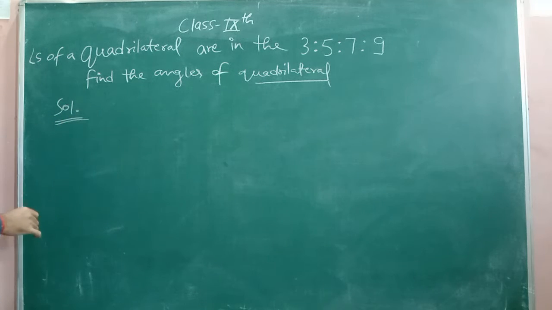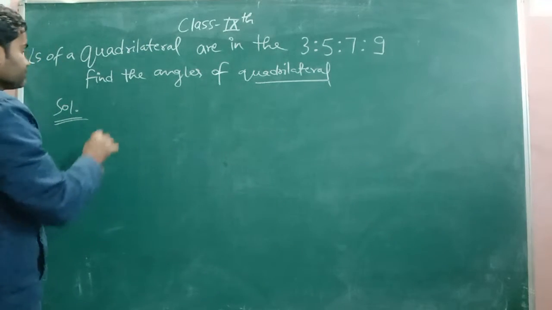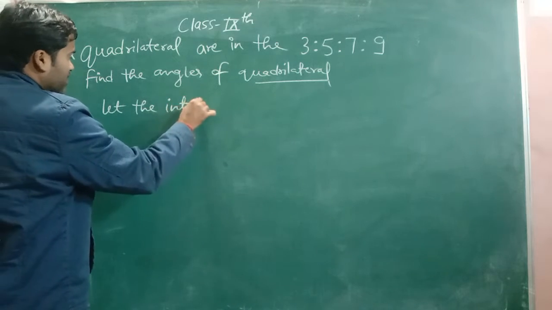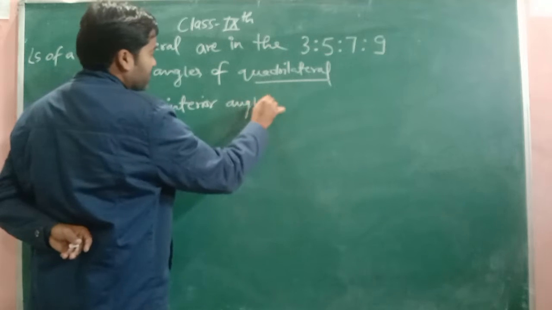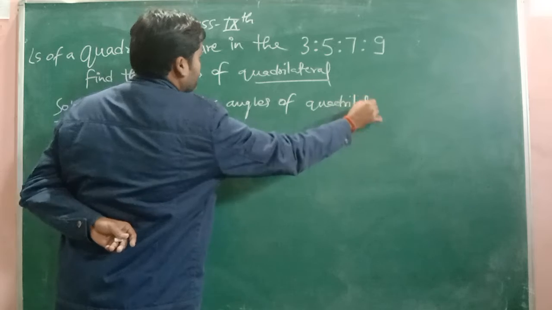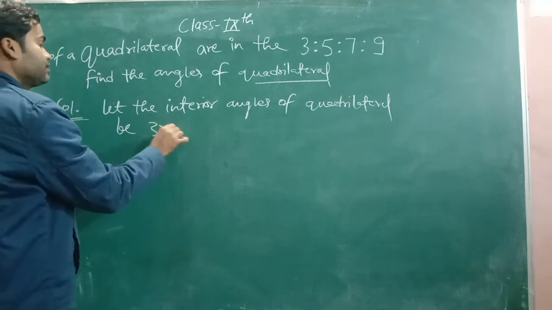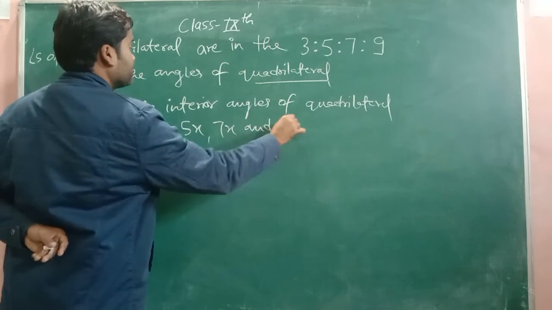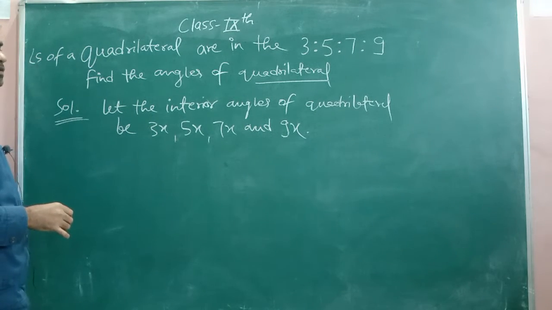In any question of ratio, we consider the ratio to be x. So let the interior angles of the quadrilateral be 3x, 5x, 7x and 9x.